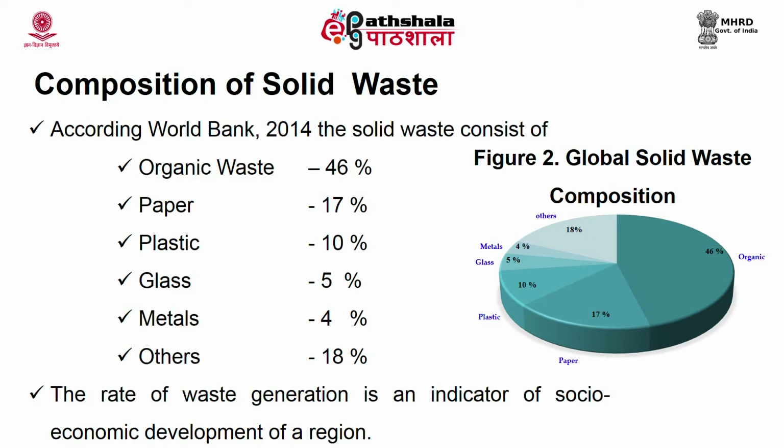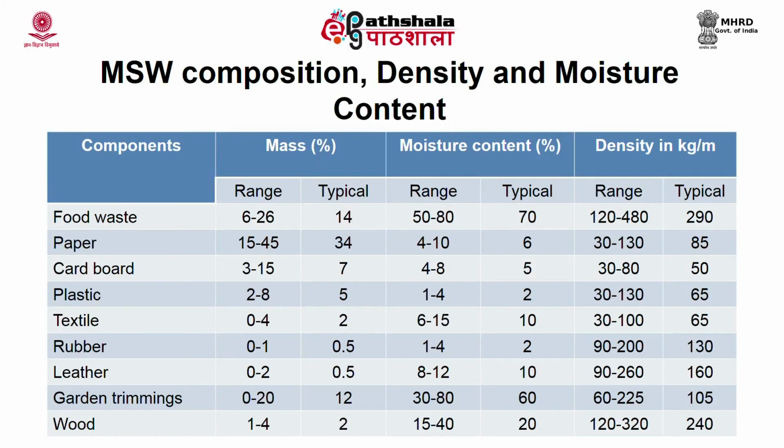includes plastic, glass includes 5% and metals 4%, and under the others category, that is e-waste, appliances, textile, leathers etc. constitutes around 18%. Now, the rate of waste generation is an indicator of socio-economic development of a region. The density and the moisture content of the various constituents of a municipal solid waste are listed in this table. As you see, it also varies from constituent to constituent.